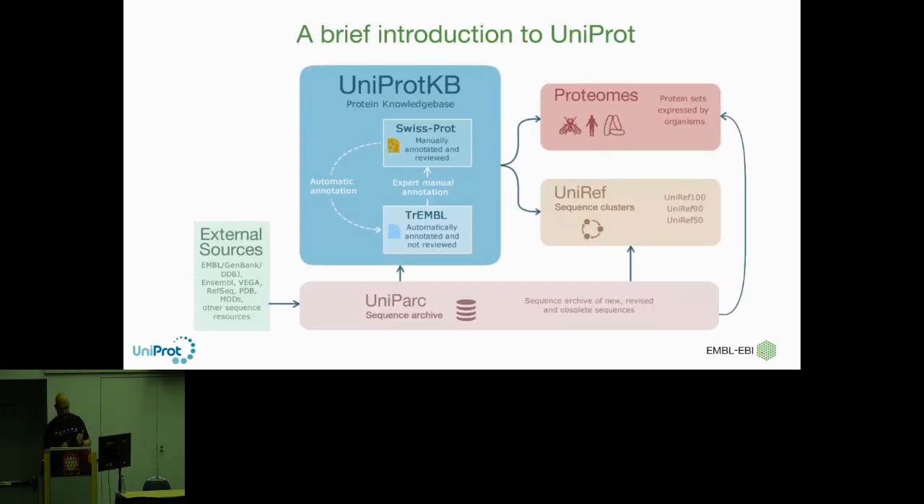Briefly, what you see on the screen is the UniProt ecosystem. It consists of several small databases. UniProt knowledge base being our primary database, which consists of the protein sequence and functional information. It consists of two data sets. One is SwissProt, which is manually annotated and reviewed set of protein records, while Tremble being the unreviewed but automatically annotated set of protein records.